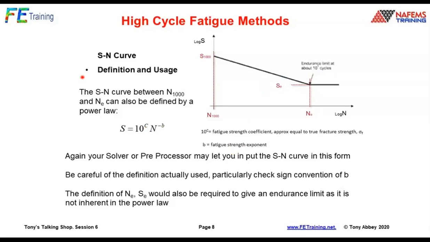And these are going to be knockdown factors, typically on this value here, which is going to be the S 10 to the 6 value. So what I'm going to say is, in the presence of machining, surface finish effects and so on, I'm going to push that down, which is going to shorten the life.